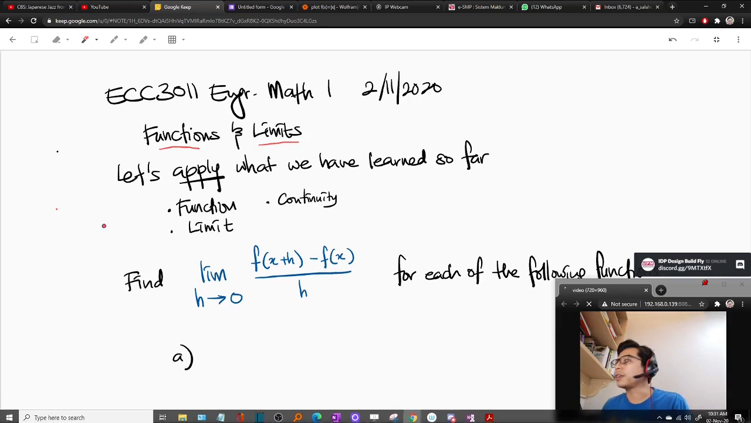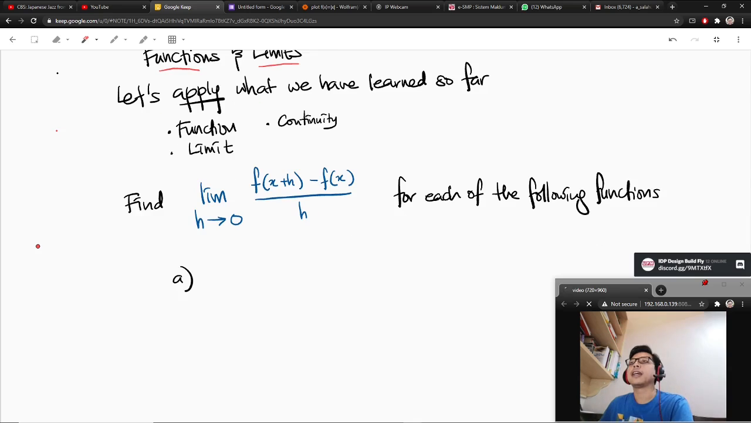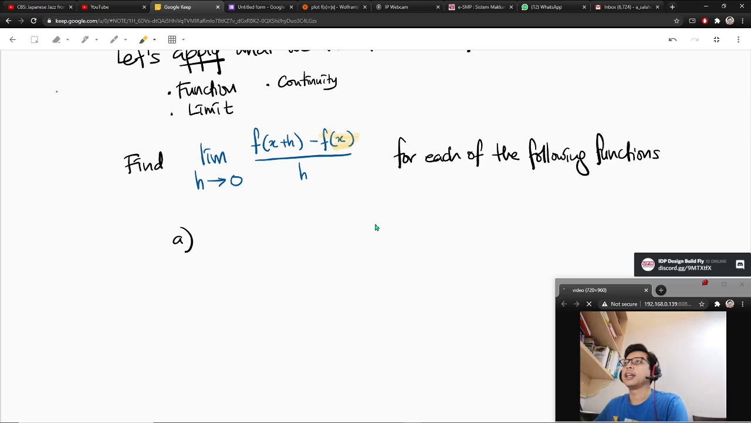Okay, so what we are going to do today is apply what we've learned about functions and limits and try to apply this towards our objective, which is to learn calculus. I will give you a function, but first I need you to find the limit of f(x + h) minus f(x) over h as h approaches 0. Okay, so how do we do that?